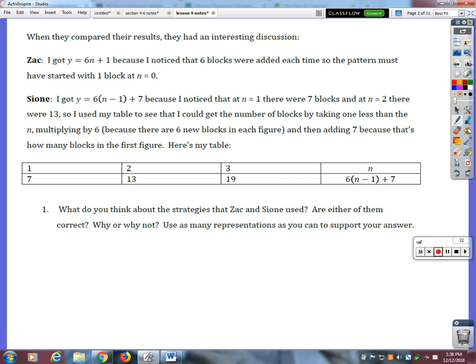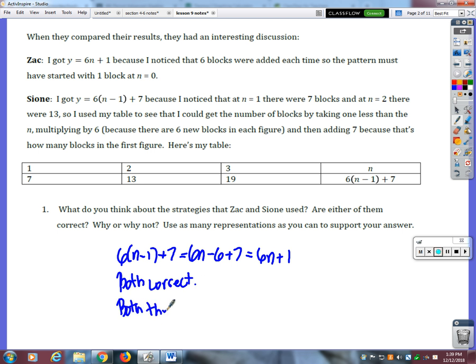Are either of them correct? Luis, you said they're both the same. Because if you take 6 times n minus 1 plus 7 and distribute the 6, what do you get? Right, 6n minus 6, because you remember you have to distribute the 6 to that also. Okay, and then if you combine those, you get 6n plus 1, so they are the same. Okay, so they're both correct. They are both the same.